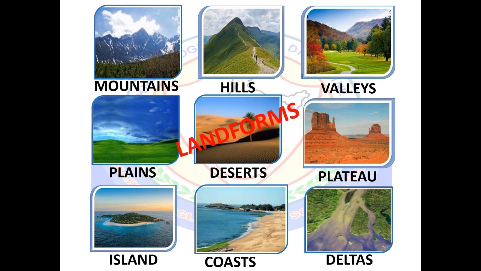The land covering the Earth's surface is not uniform. At some places it rises high, while at other places it is flat. The different features that make up the Earth's surface are called landforms.